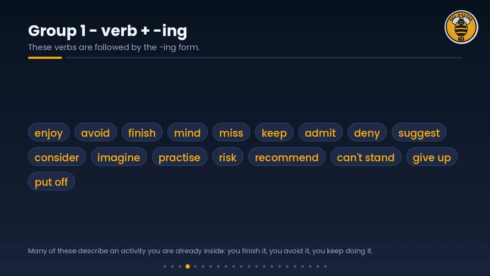Group 1. These verbs are followed by the ing form. Enjoy, avoid, finish, mind, miss, keep, admit, deny, suggest, consider, imagine, practice, risk, recommend, can't stand, give up, put off. There is a pattern under this list, and it helps you guess correctly with a new verb. Many of these verbs describe an activity you are already inside. You finish it, you avoid it, you keep doing it. The action feels real and continuous, so English uses the ing form.